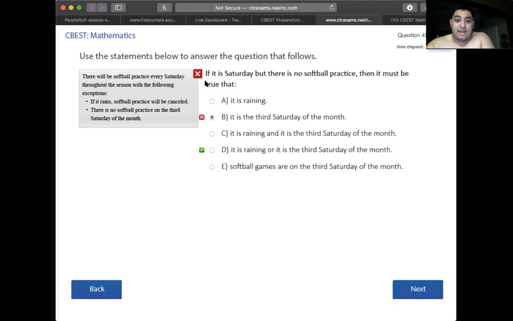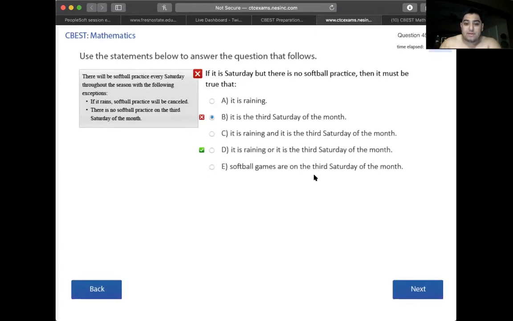Now, D, it is raining or it is the third Saturday of the month. So these two keywords right here, and and or, could basically be an answer based off of this question right here. So if it is Saturday, there is no softball practice. Okay? It just all depends on the question, how it asks it.